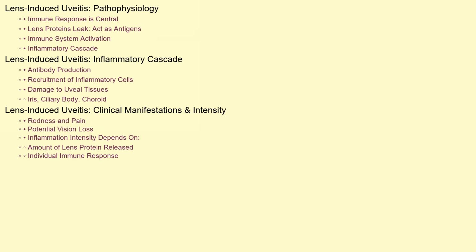The pathophysiology of lens-induced uveitis is centered on the body's immune response. When lens proteins leak out, they act as antigens. These antigens activate the immune system, leading to the production of antibodies and the recruitment of inflammatory cells to the eye. This inflammatory cascade damages the uveal tissues, the iris, ciliary body, and choroid, causing redness, pain, and potentially vision loss. The intensity of the inflammation depends on factors like the amount of lens protein released and the individual's immune response.